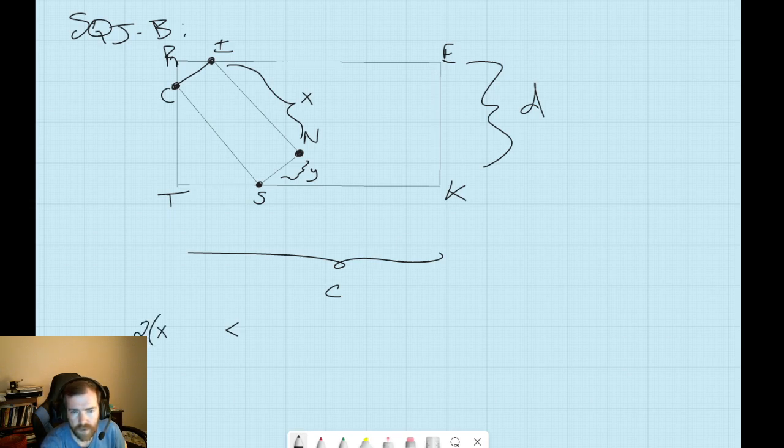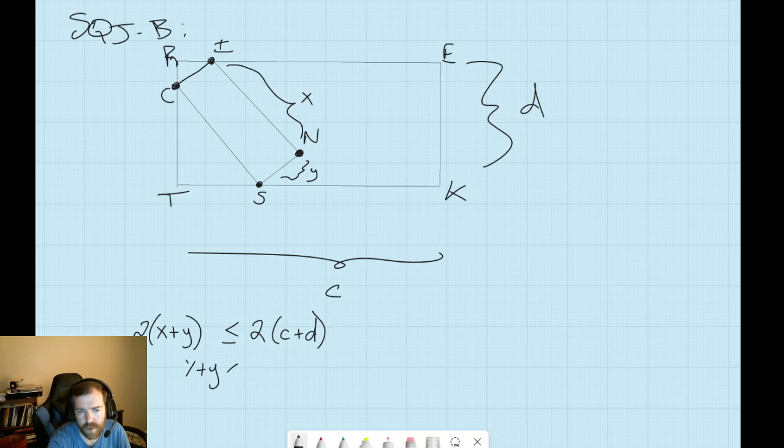Twice x plus y needs to be less than twice c plus d. Right, the perimeter of inscribed cannot exceed, or equal to. So that is x plus y. It needs to be less than or equal to c plus d, and then prove it somehow using algebra or what have you. Make sure.